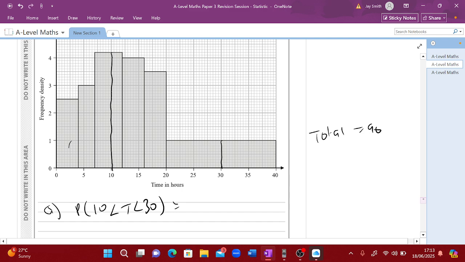But first of all, we're going to do the area of all these bars. So this has a width of 2.5. It's going from 10, and this will be 2.5 there, and then there's a height of 4 for the frequency density. So it's going to be 2.5 times 4. This is basically like a GCSE question, really.